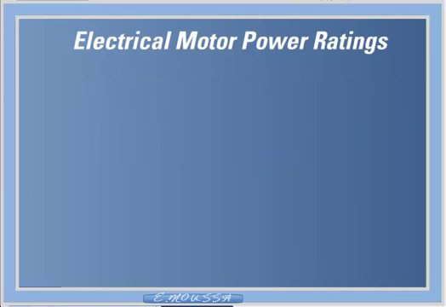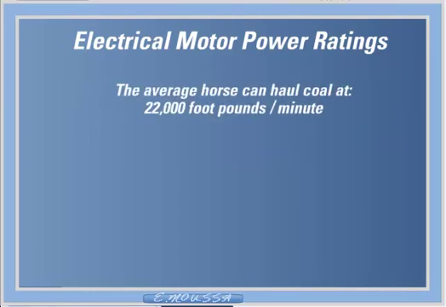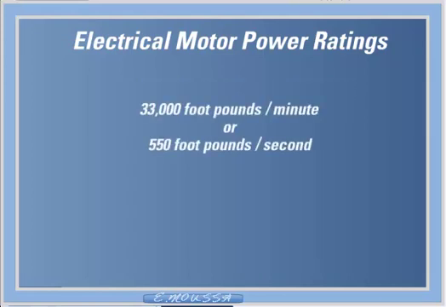He determined in practical tests that the average horse could haul coal at a rate of 22,000 foot-pounds per minute. He then arbitrarily raised this figure by a factor of 1/2 to 33,000 foot-pounds in 1 minute, or 550 foot-pounds per second, and established this as 1 horsepower.